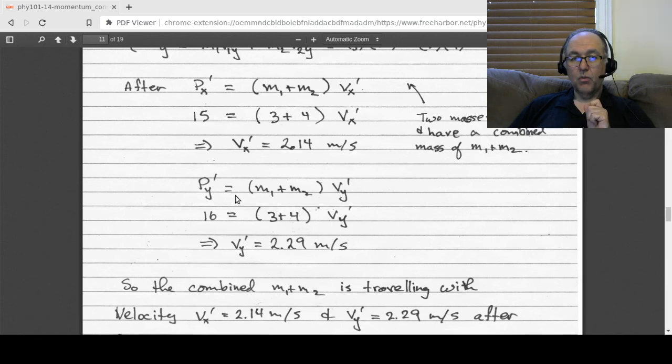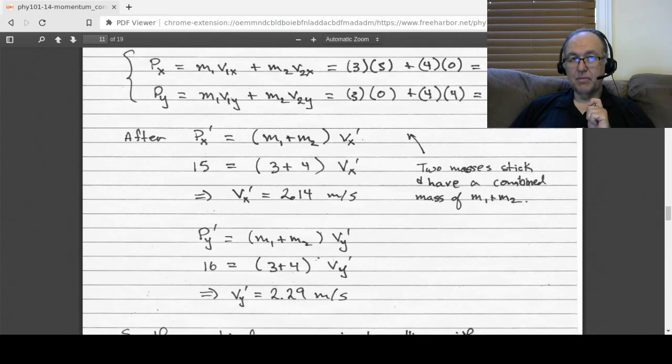With the y component, we have py primed. So py prime must be the same as py. Again, that's the conservation of momentum, and that we found to be 16. On the right-hand side, the two masses will combine and they'll have a common velocity, but we're only looking at the y component, so it's Vy primed. The two combined masses, a total of 7, 3 plus 4 is 7, multiplied by Vy primed like that. And now, just working it out, it turns out that Vy primed is 2.29 meters per second.